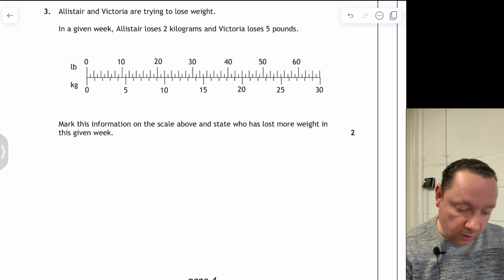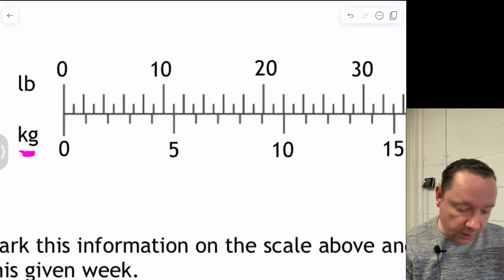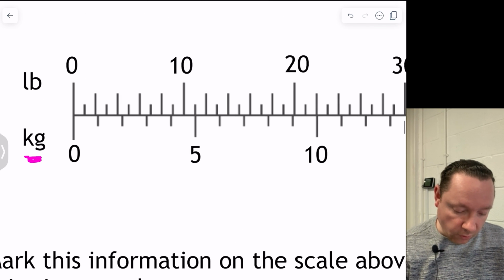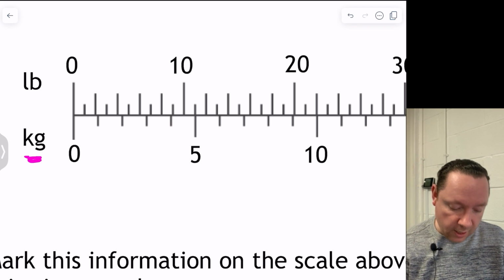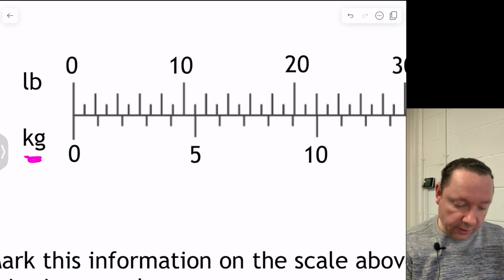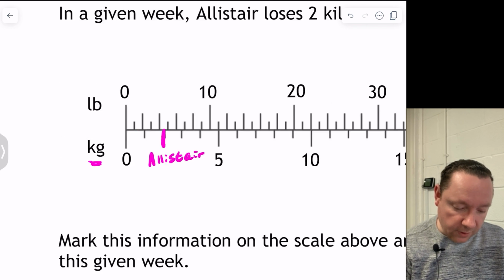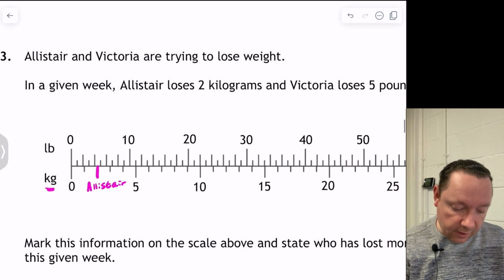Okay, so Alistair is 2 kilograms, so that's the bottom scale. So I need to just zoom in a little bit and count. So my divisions: 1, 2, 3, 4, 5. So each division is a kilo. So I just need to mark his weight, assuming he lost 2 kilograms, for Alistair. Hopefully I've spelled his name right.